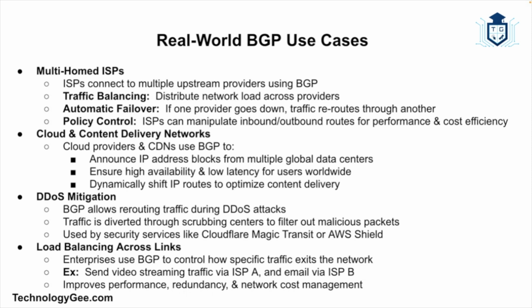There's also cloud and content delivery. So cloud providers like AWS and CDNs like Cloudflare use BGP to announce their IP blocks from data centers around the world. You have DDoS mitigation, so security providers that use BGP to reroute traffic through scrubbing centers when under attack. And then you have load balancing. With BGP, companies can send certain traffic out one link and different traffic out another.